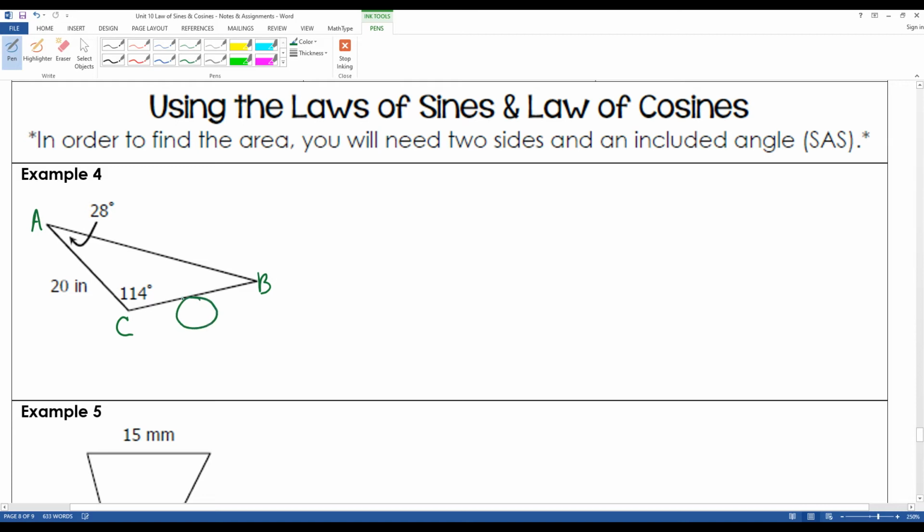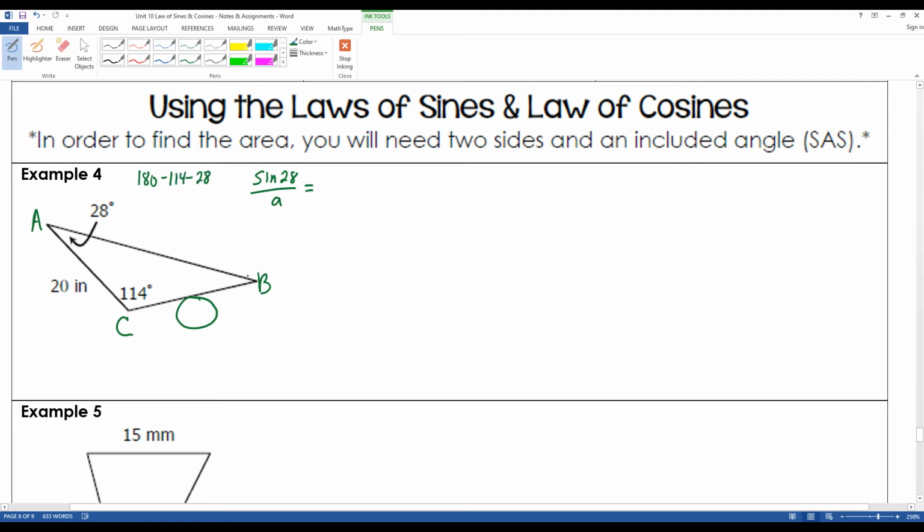We need this side because the angle C in the formula requires that we have side A and side B. So we need to find side A. But we can find that because we have this angle over here, and so we can use that angle in the law of sines. So we could say the sine of 28 over side A, which is the one we're looking for, is going to equal, and we can find this angle B right here, 180 minus 114 minus 28.